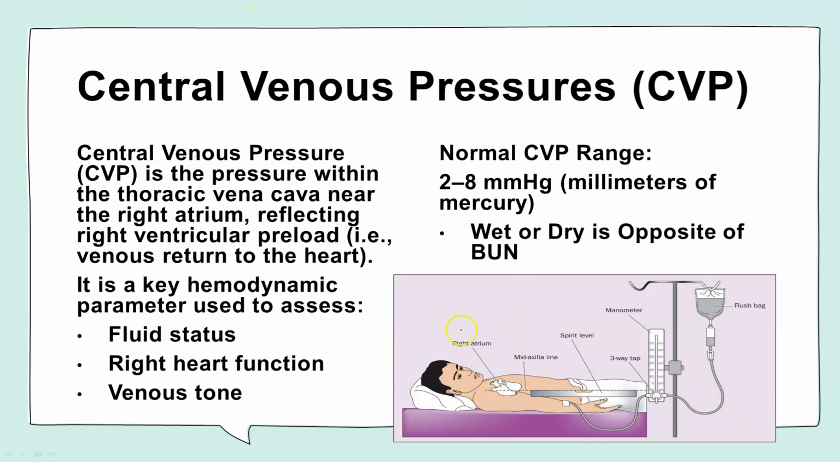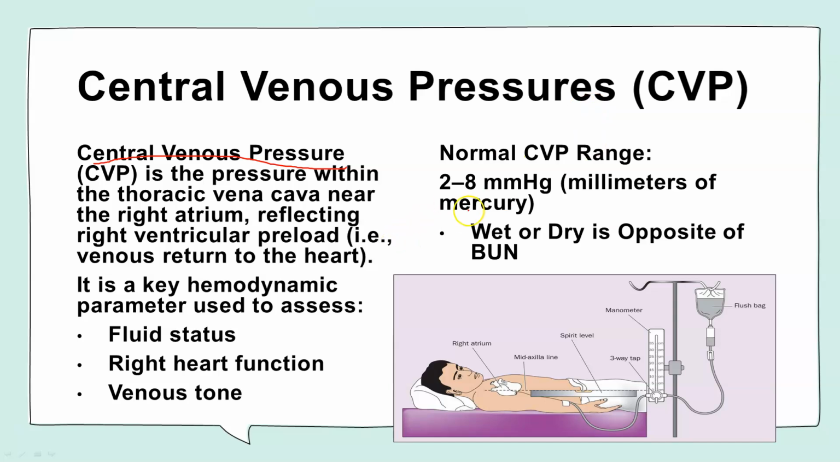CVPs. We've got a nice little illustration down here of what it's going to look like to be monitored with CVP, and as you can probably tell, this is going to be some high-speed ICU stuff, maybe some of your more high-speed step-downs. But this is just a central venous pressure. And what I remember is that, with the BUN, it's going to be directly opposite of what a CVP is.